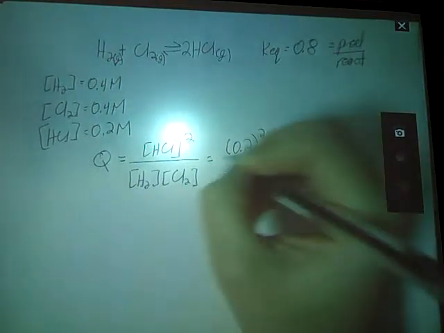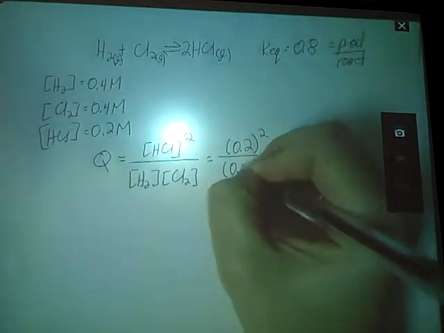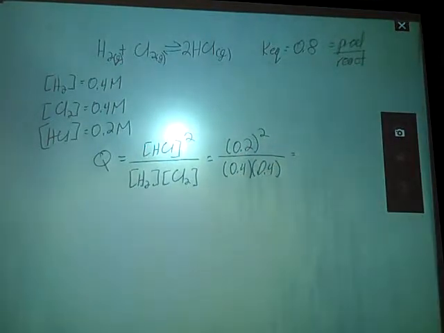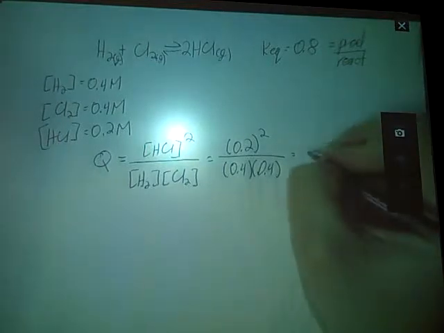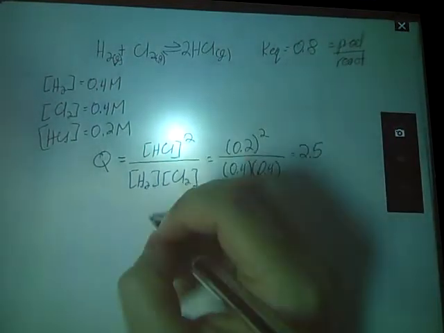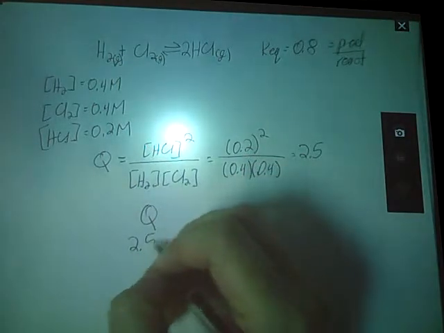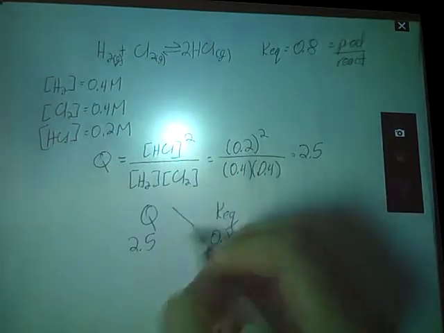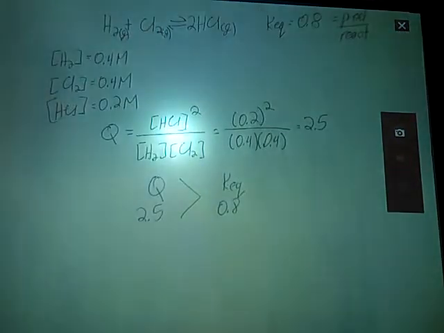0.2 squared divided by 0.4 times 0.4, and what kind of value do we get? 2.25 for my Q. Well, my goodness, look at that. When we compare Q to KEQ, our Q was 2.5 and our KEQ is 0.8, my Q is way too big.